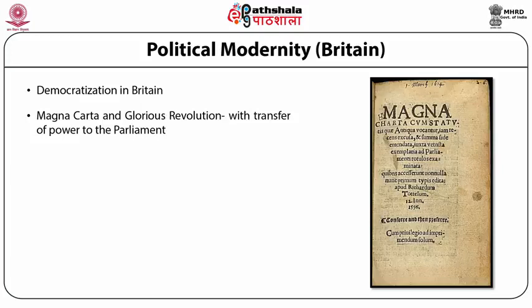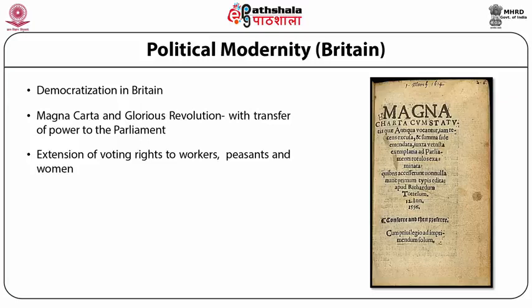The second important aspect of modernization and democratization in Britain was the extension of voting rights to workers, peasants, and women. And as I have mentioned earlier, the process took a long time. These groups had to struggle for their voting rights, and it took a long time for the government to provide voting rights to these communities.